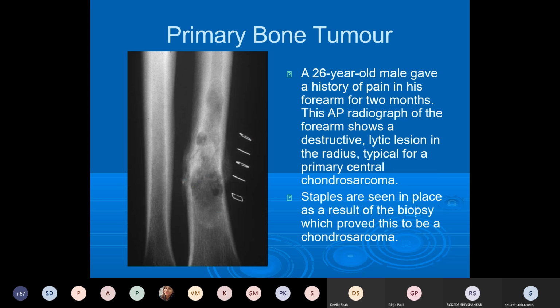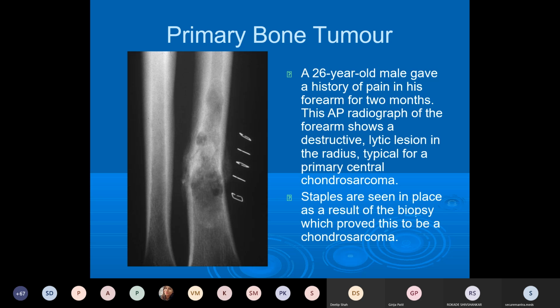Now the first bone disease is the primary bone tumor. We will discuss the primary bone tumor. So this is a case of a 26 years old male, with a history of pain in the forearm for 2 months. This is the AP radiograph of the forearm, and that shows a destructive lytic lesion in the radius.